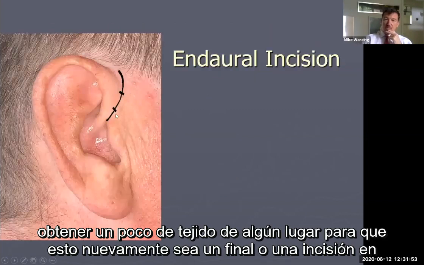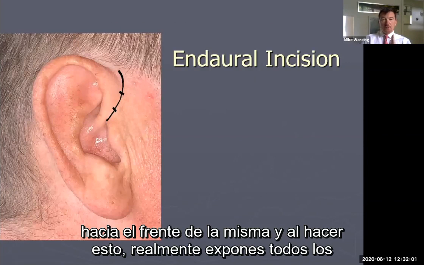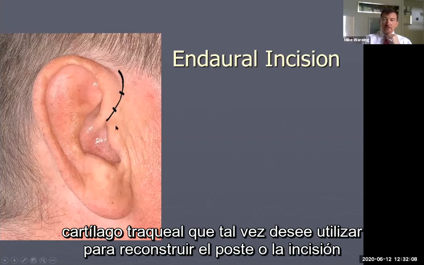So this again is an endoral incision, an intercartilaginous incision, and then this incision goes down the ear canal more towards the front of it, and by doing this you actually expose all of the tragal cartilage which you may wish to use to reconstruct.